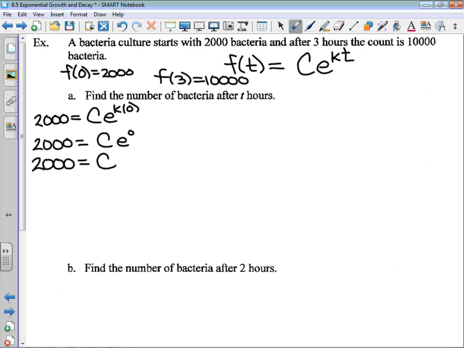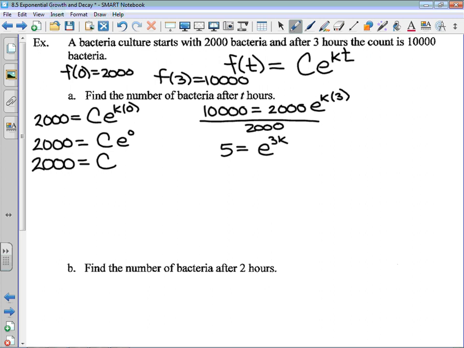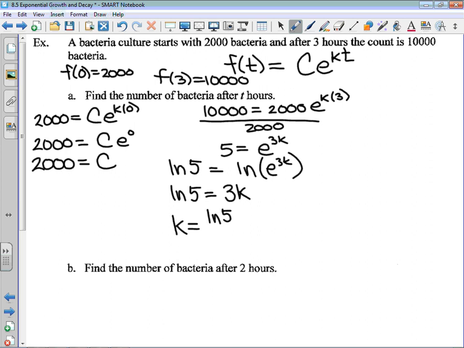What we need then is the k value. So what I'm going to do is use the fact that 2,000 is equal to C, but I'm also going to use the fact that f of 3 is 10,000. Because now I can say that 10,000 is equal to 2,000 times e to the power of k times 3. Now, I'm going to immediately divide by 2,000 to make this as simple as possible. I get that 5 is equal to e to the power of 3k. To solve this, what we do is we introduce the natural logarithm on both sides. On the right-hand side, the point of this is that the natural logarithm and Euler's number e cancel. And so I just get 3k. And when I divide by 3, I get that the k constant is the natural log of 5 divided by 3.